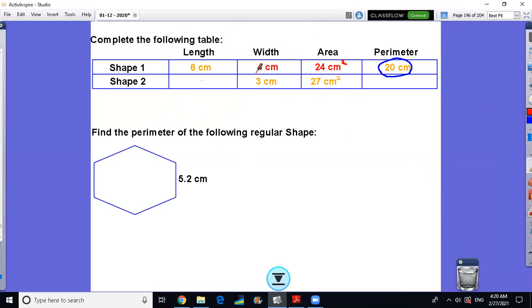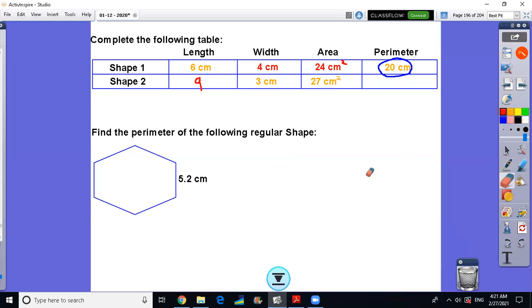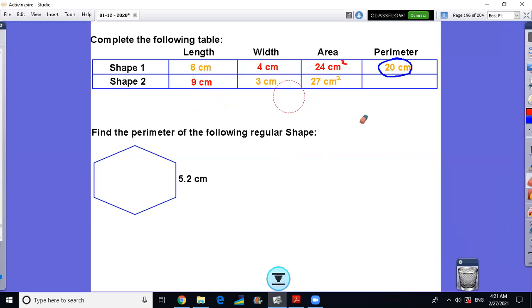It is length times width, which is something times 3 to give us 27. It is 9 times 3. 9 centimeters. Look at this. If I erase this, here it is, 9 centimeters. And what about the perimeter, mister?